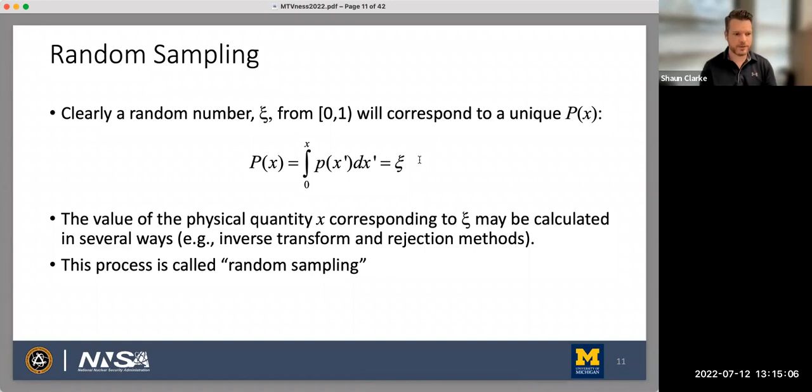There are other ways to randomly sample because, as you can imagine, some functions p of x are not directly or easily integrable. So you can do things like a table lookup method or rejection method. But in a case where this p of x can be integrated and this function can be evaluated analytically, this inverse transform method is a very convenient and efficient way to randomly sample values of x from this PDF using a set of random numbers.